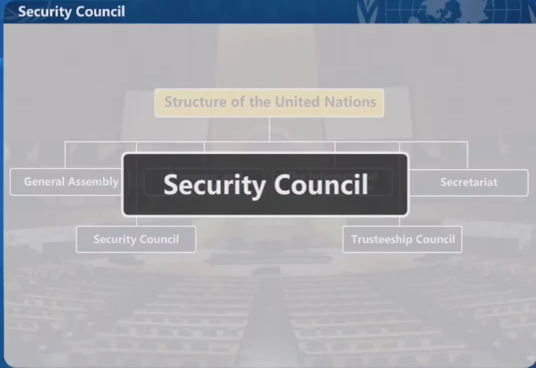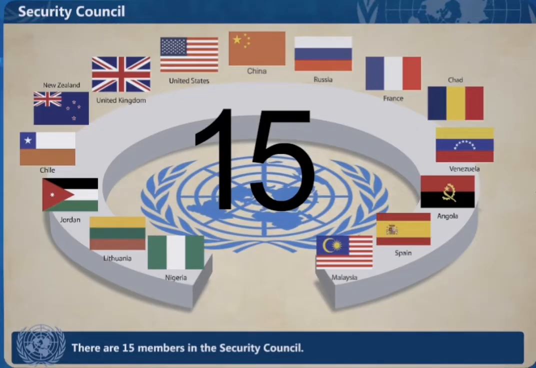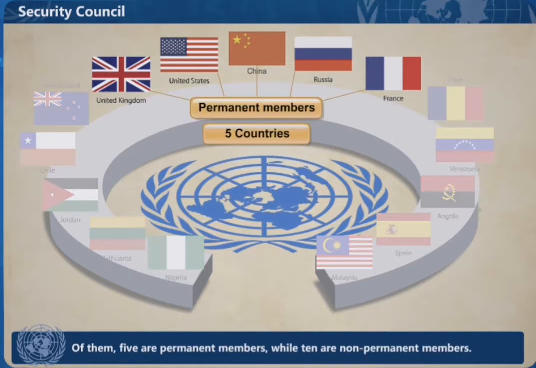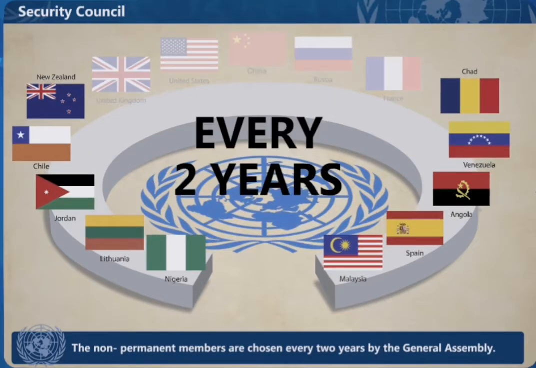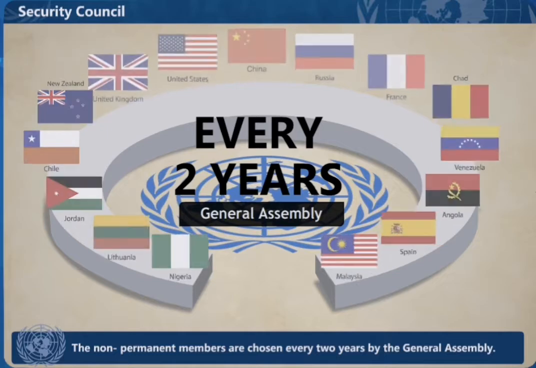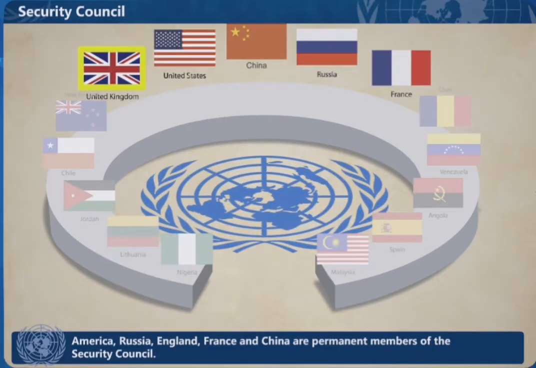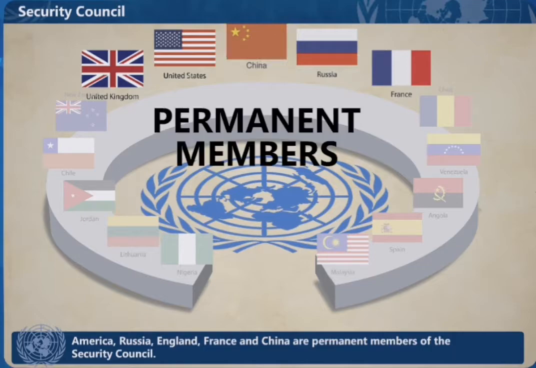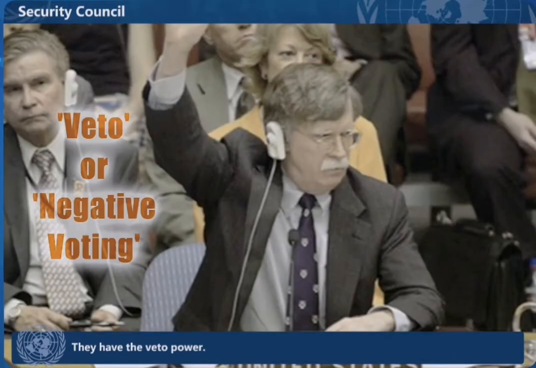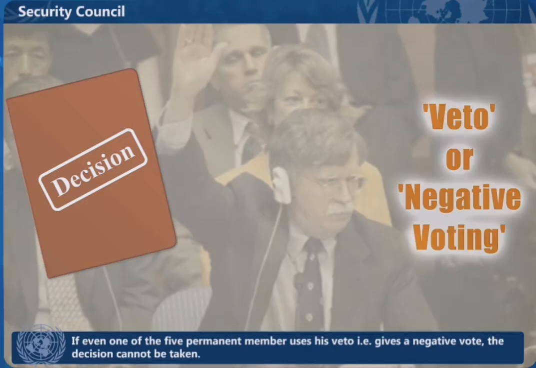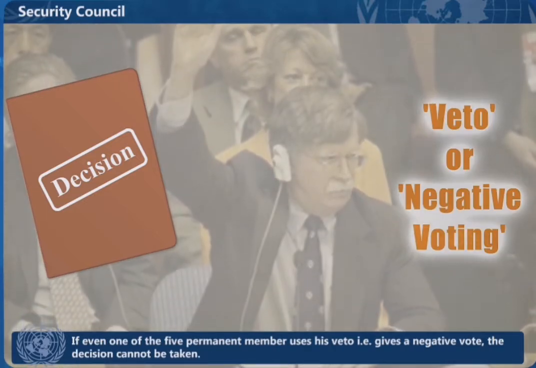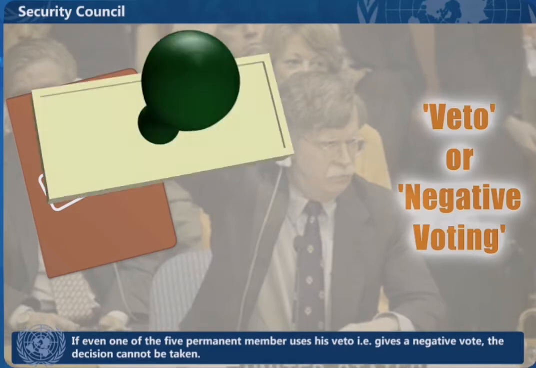Security Council. There are 15 members in the Security Council. Of them, 5 are permanent members, while 10 are non-permanent members. The non-permanent members are chosen every 2 years by the General Assembly. America, Russia, England, France, and China are permanent members of the Security Council. They have the veto power. For any decision to be taken, the assent of all 5 permanent members and 4 non-permanent members is necessary. If even one of the 5 permanent members uses his veto, that is, gives a negative vote, the decision cannot be taken.